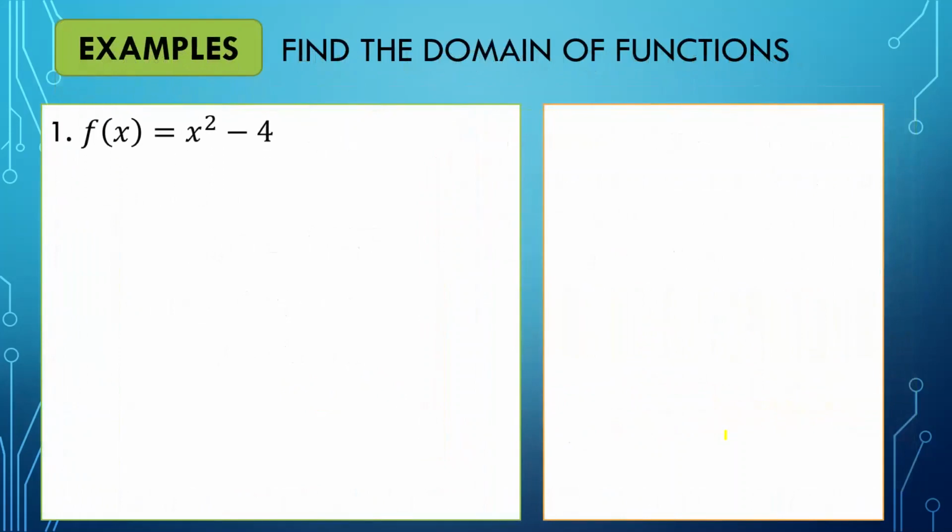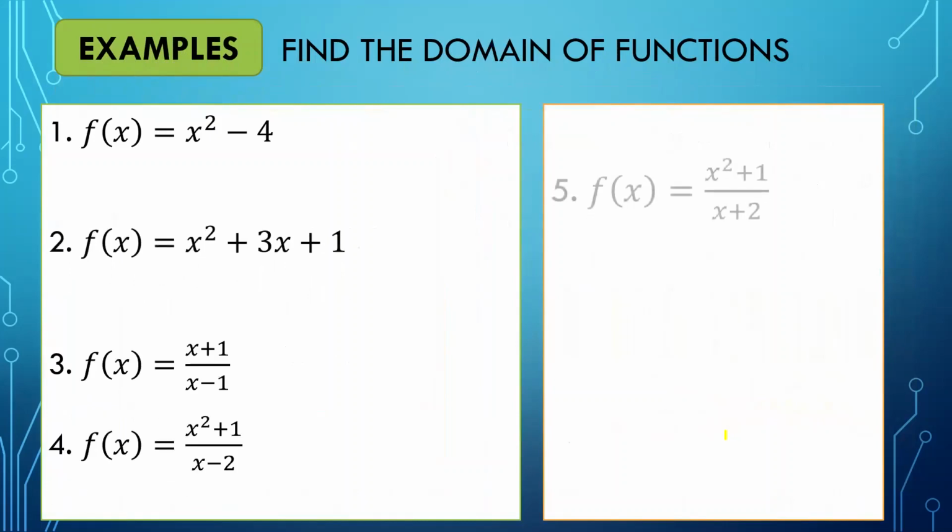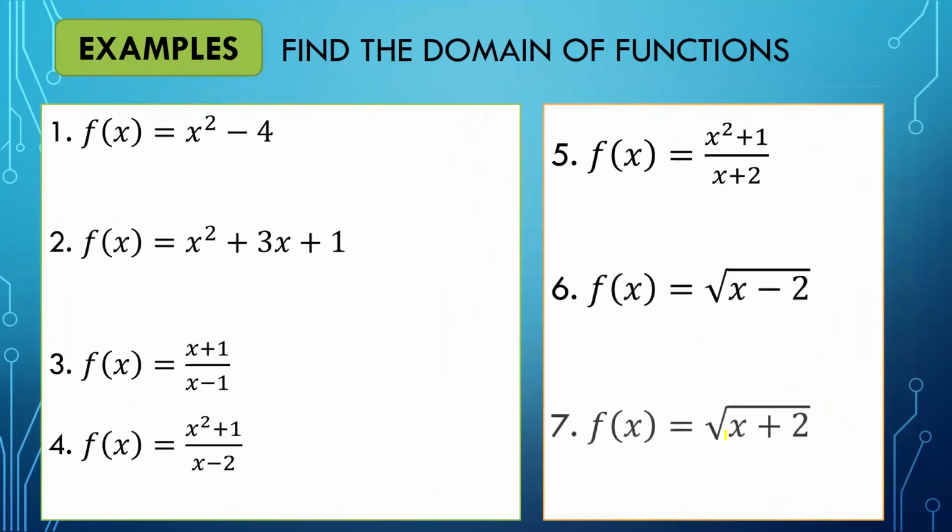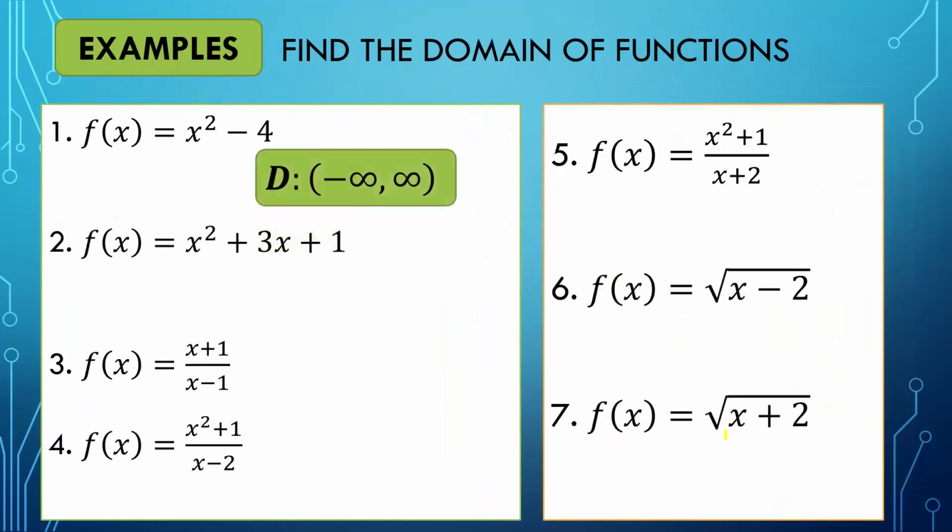Next, we have here the summary, for number 1 to number 7. For number 1, the domain is negative infinity to positive infinity. Number 2, we have negative infinity to positive infinity, or the set of all real numbers. Why? It is because the given function is a polynomial.